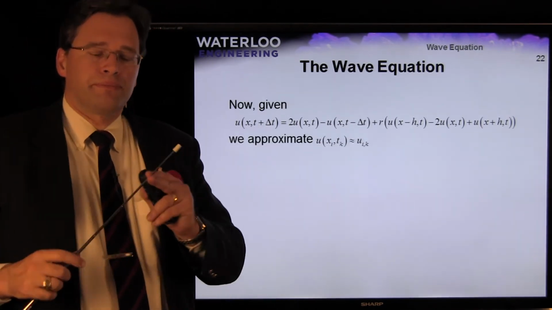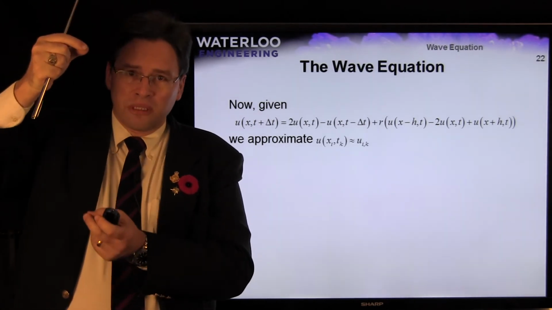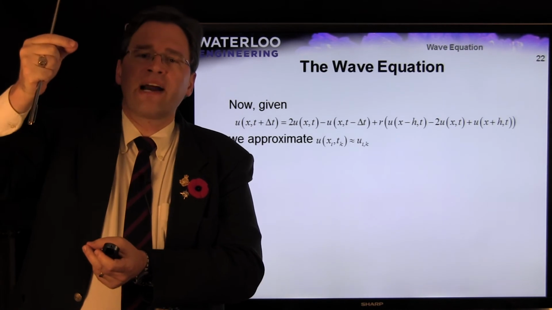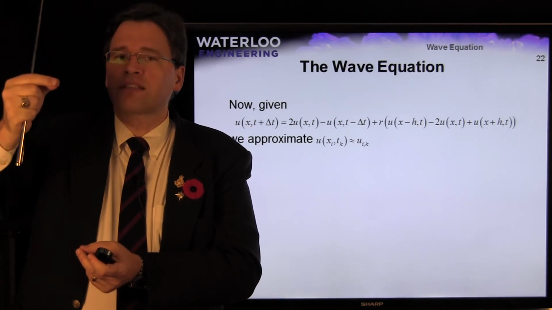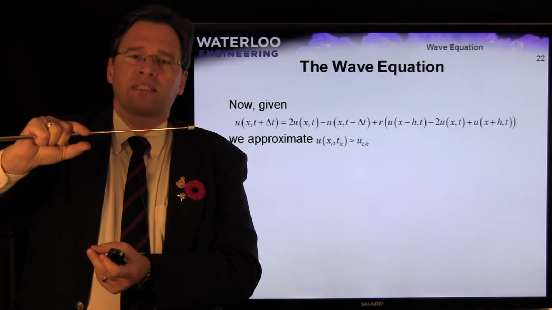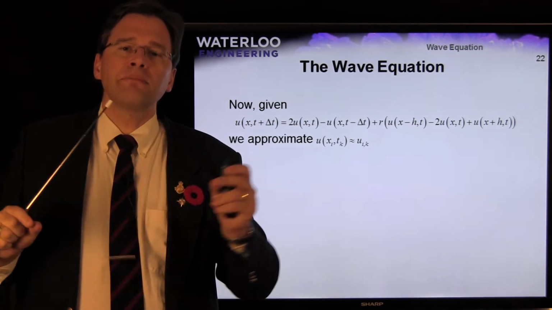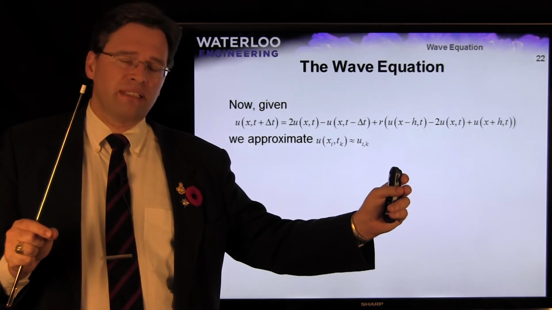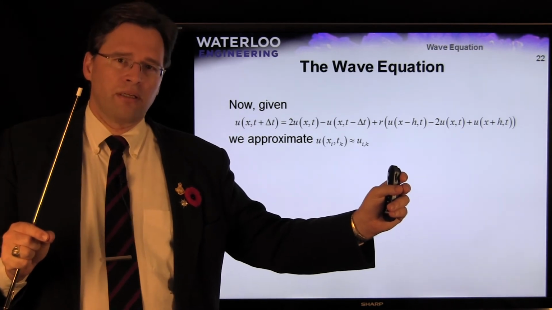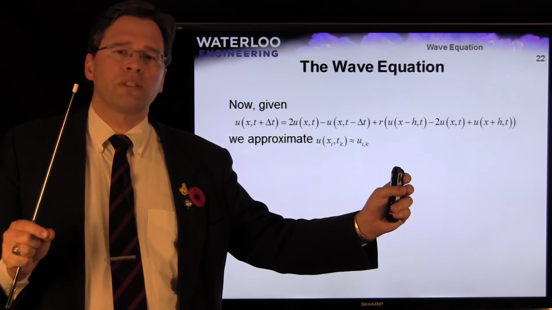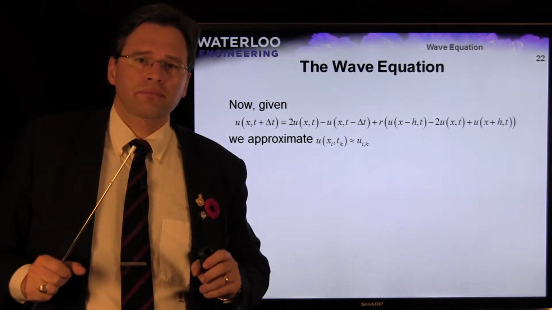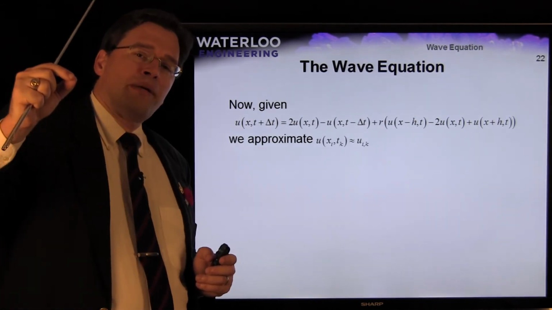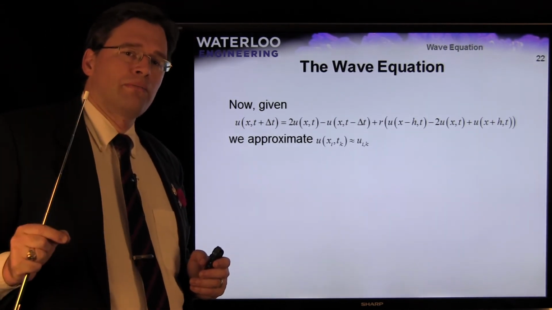Now, as far as we're concerned, we're going to start with an interval AB with respect to space, and we will divide that interval into n sub x equally spaced points where the space between the points is h. Similarly, we will take the time interval and we will break that up into n sub t points, and the difference between those points will be delta t.